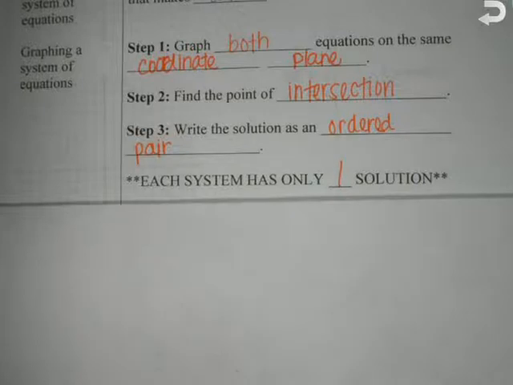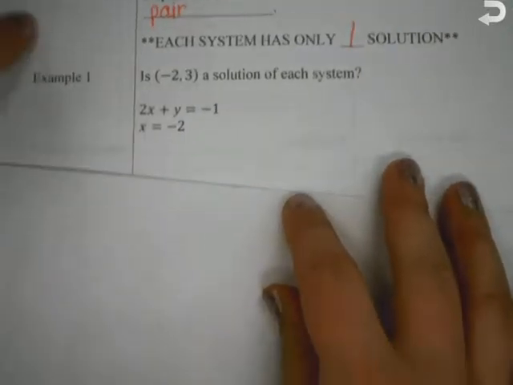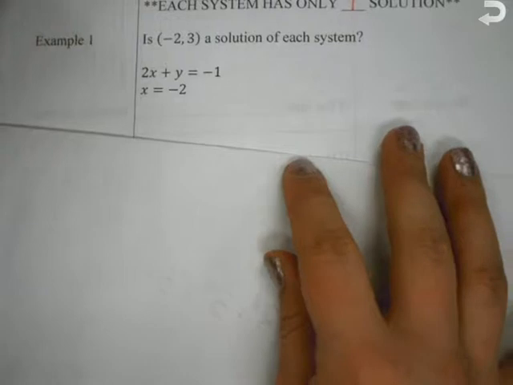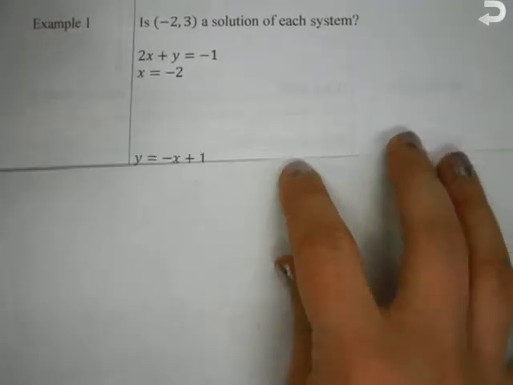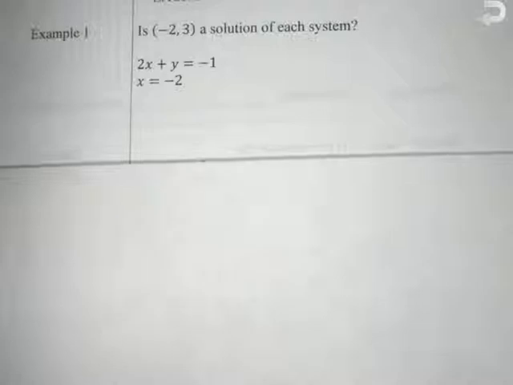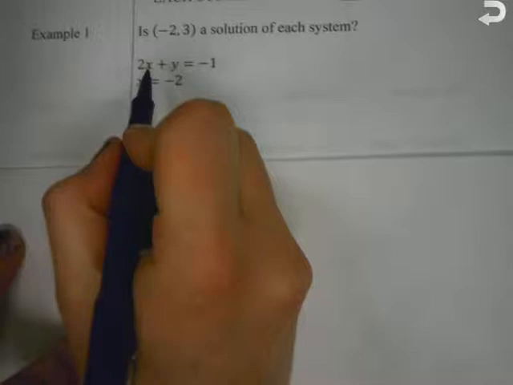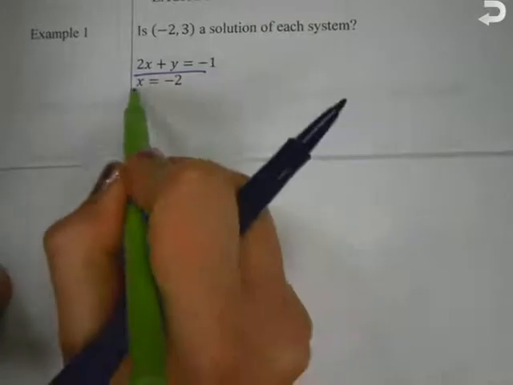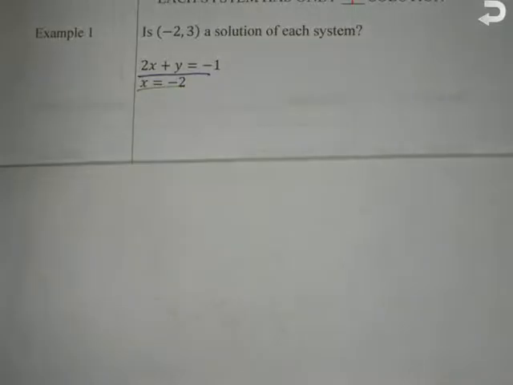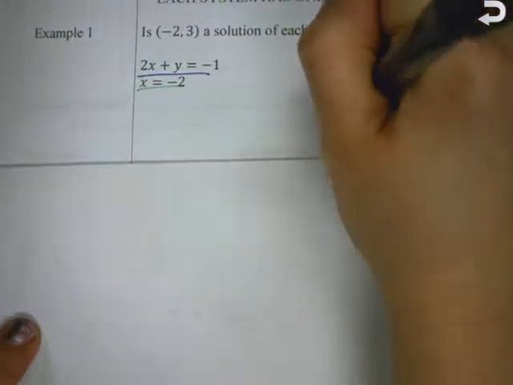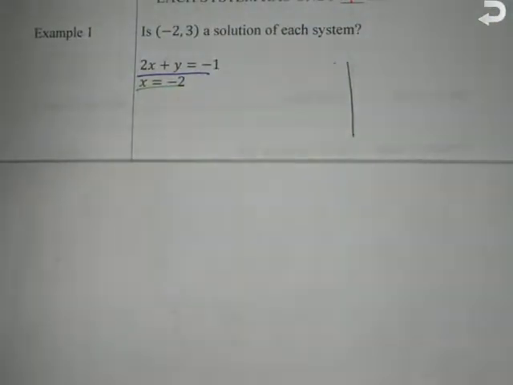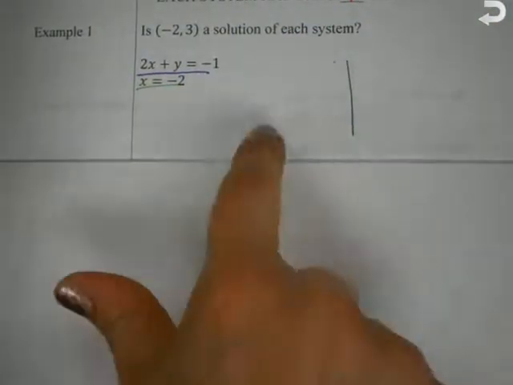So example 1 asks us, is (-2, 3) a solution of each system? So we're not graphing yet, we're just plugging in. So what I'm going to do, and the way I like to do these, is I do each one individually. So I'm going to do them in different colors so we can tell them apart. And just like when we factored and we were solving, I draw a line down the middle to separate my work, just so that I don't get everything confused. So we're going to do 1 equation on the left side, check that point, and 1 equation on the right side, check that point. Okay?